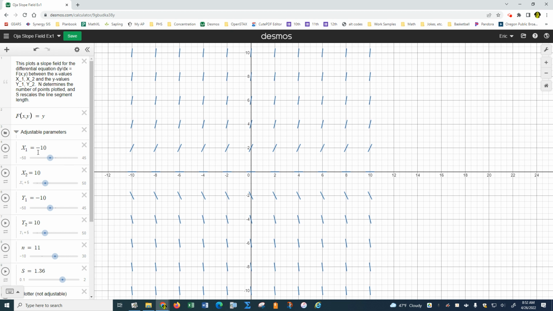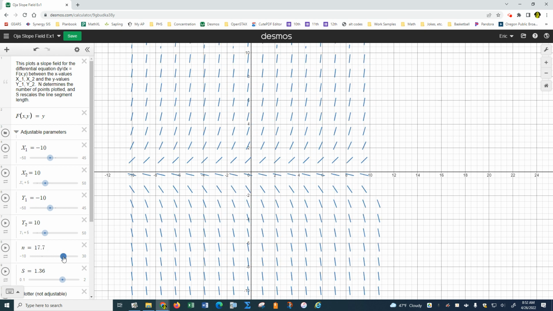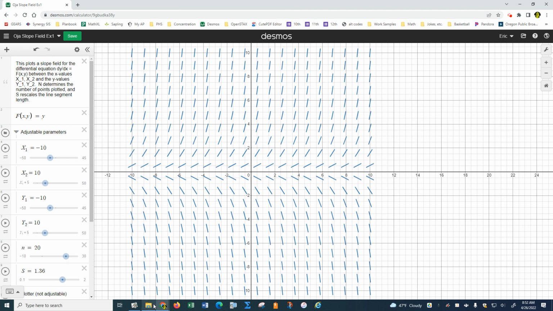So you can choose here the boundary, where do you want to draw your little tangent lines? Where do you want to create your slope field? So we're going to go from -10 to 10 on x, -10 to 10 on y. You can choose the number of slope fields you want. Like if we wanted to do 20 of them, there it is, right? And then you can even choose the length of the tangents. I modified one that was already on there, but this is a little cooler. So you can decide how long you want the tangents to be.